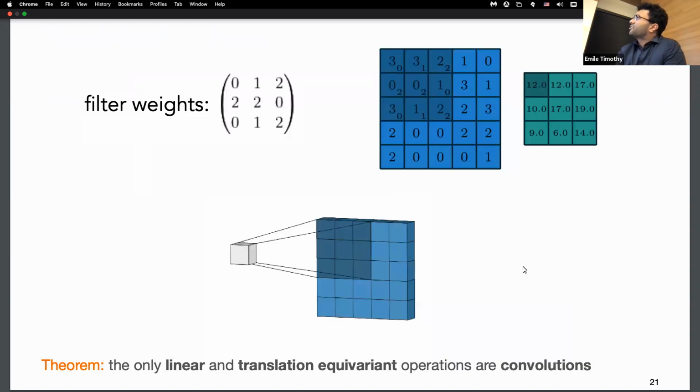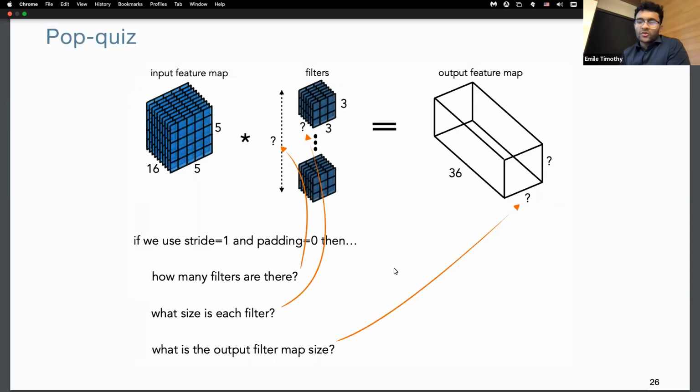Okay, and here you have filter weights. So we have a matrix, 0, 1, 2, 2, 2, 0, 0, 1, 2. This represents a filter, which you apply on a matrix to get a submatrix. And a relevant theorem is that the only linear and translation equivariant operations are convolutions. So what this means is that you have filters which you apply onto an input feature map to get an output feature map.